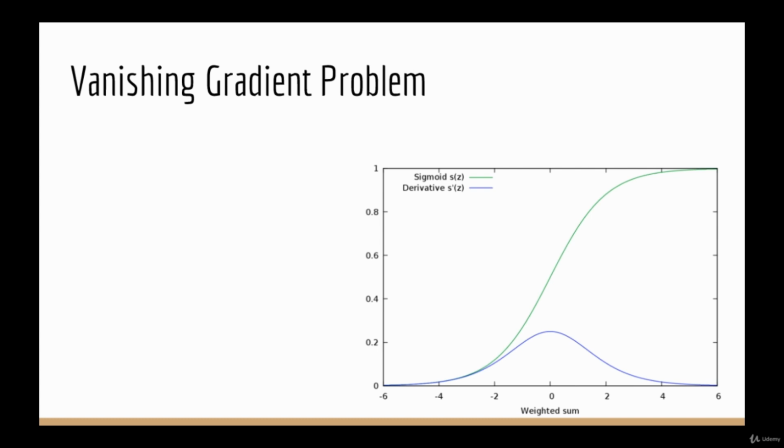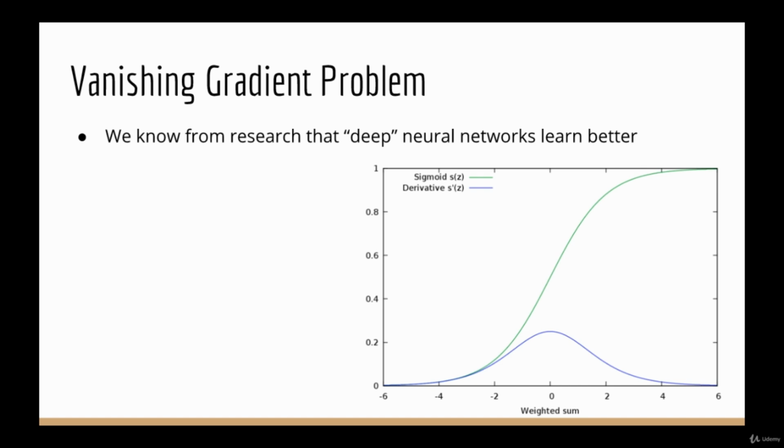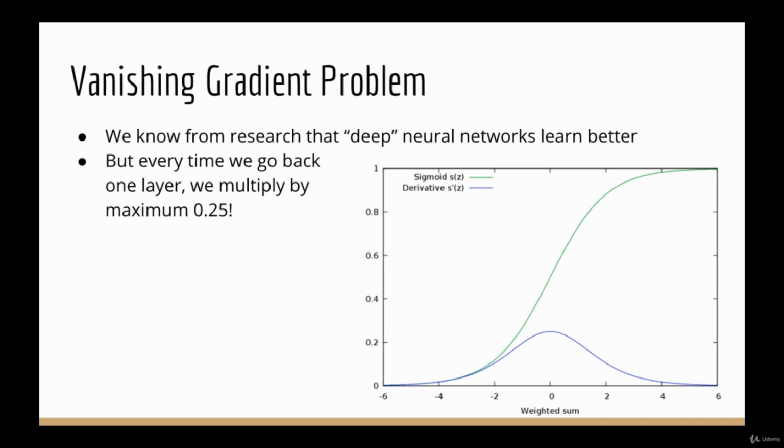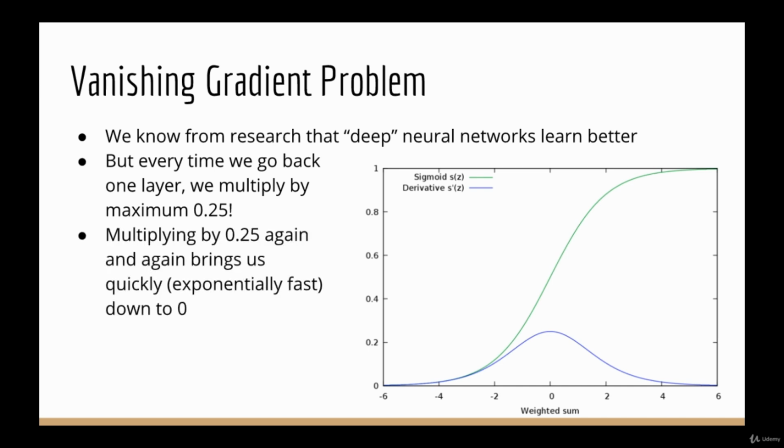Researchers have found that deep neural networks work very well at learning and generalizing. But if you notice, the maximum of the sigmoid derivative is 0.25. So at best, every time you go back a layer in your neural network, you multiply by another 0.25 in your weight update. And this is just due to the chain rule. The further back you go, the more multiplications you have to do. What happens when you multiply something by 0.25 repeatedly? It goes down to 0 at an exponential rate.